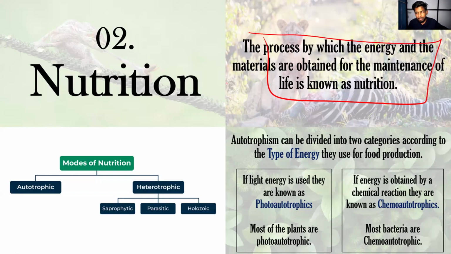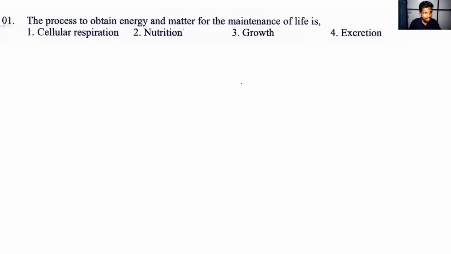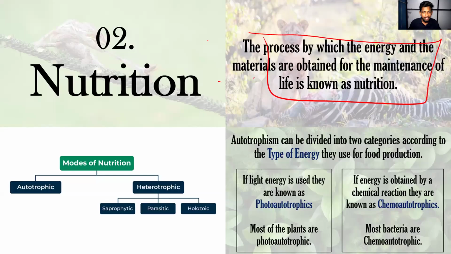The definition for nutrition: the process by which energy and the materials are obtained. The direct answer. Kunal, nutrition. Okay, I know now your answer is correct. Did you get that idea?